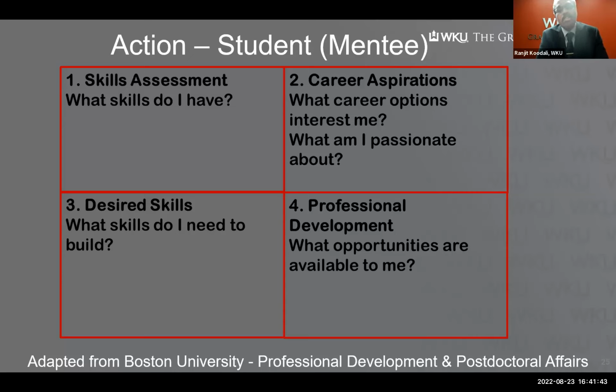And the fourth is professional development. What opportunities are available to me is something very important as well, so that you can build the desired skills. So the mentee can complete these very quick and easy bullet points pertaining to these 4 points. This will provide the mentor with information as to what kind of mentorship, resources, tools, and knowledge the faculty should provide so that the desired skills and career aspirations of the student are met.